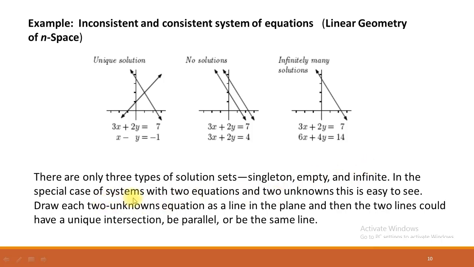In the special case of a system with two equations and two unknowns, this is easy to see. Draw each two-unknown equation as a line in the plane, and then the two lines could have a unique intersection, be parallel, or be the same line.